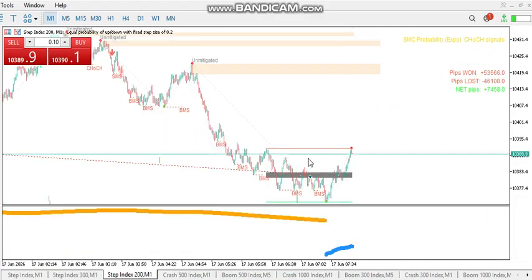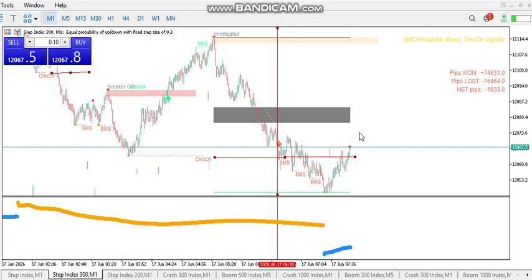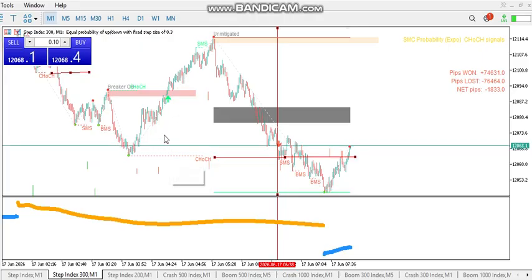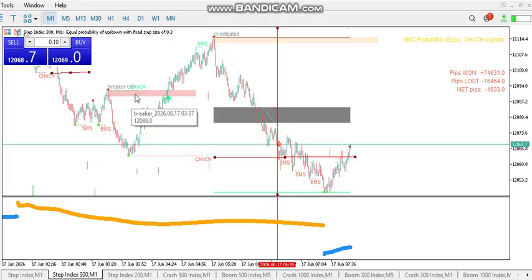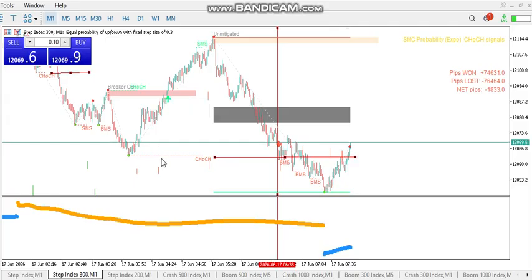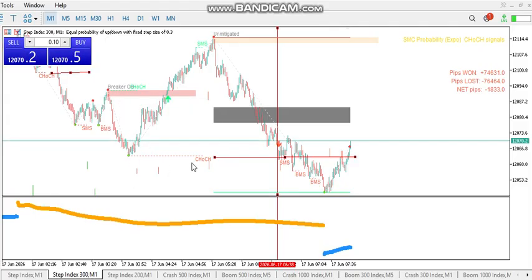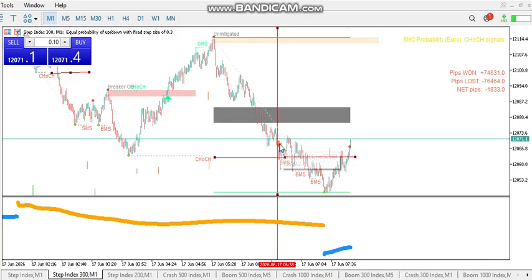So what we are waiting for currently is a breaker OB, and currently at this particular place also on our Step Index 300, we are waiting for our breaker OB to appear. And once it appears, then we look for our choke level at this particular area. We look for the same trend as the breaker OB. So we can see this is a downtrend, and this is also a downtrend choke level. So we wait patiently for this particular zone to appear, and once it appears, we can go as we want.